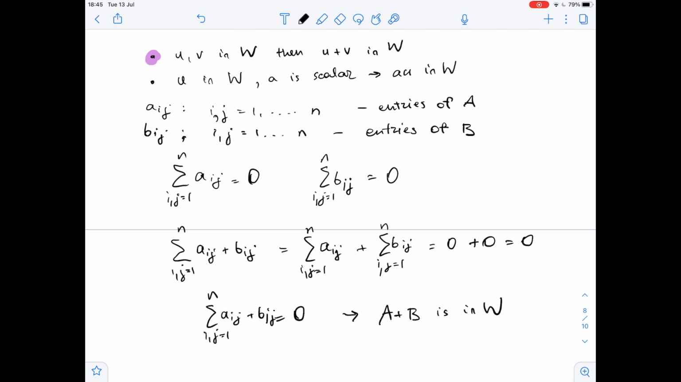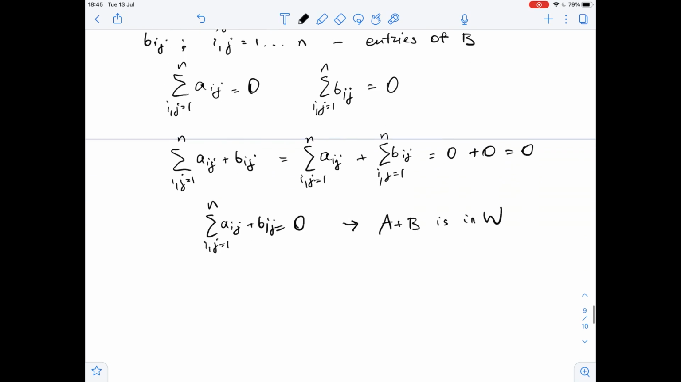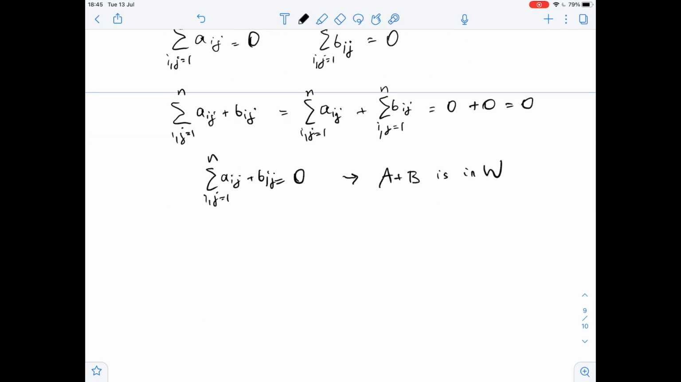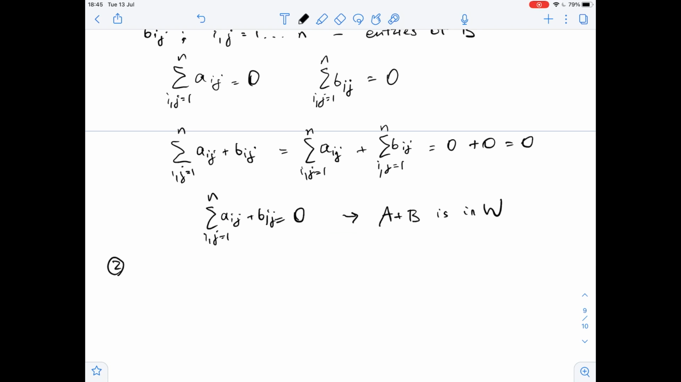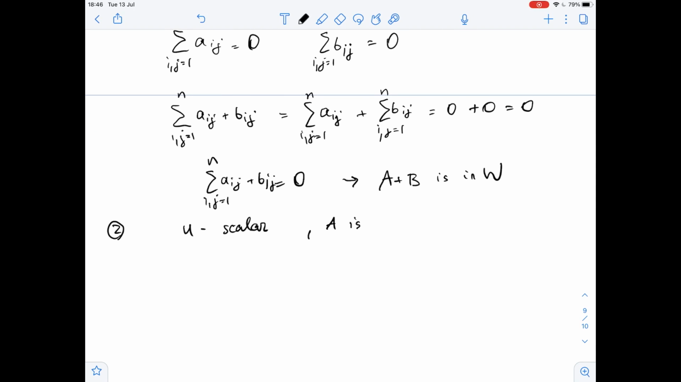Now let's look at the second property. This was part 1, the first property; this is part 2, the second property. So U is a scalar number, and let A be in W. In this case, the sum of entries of A, the sum of Aij, where i and j go from 1 to n, equals 0. Now we have to show that UA is also in W.